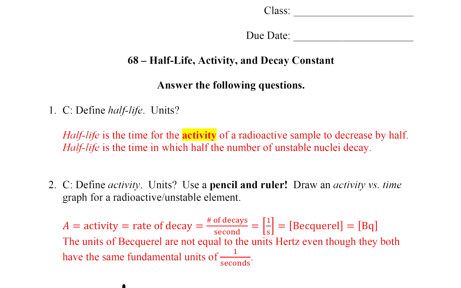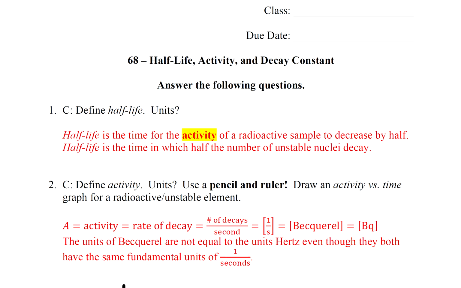Question 13. Describe and define the variables in the radioactive decay law equation. N equals N sub 0 e to the minus lambda t. So N as a function of t is the number of radioactive nuclei remaining. N sub 0 is the initial number of radioactive nuclei. Lambda is the decay constant.